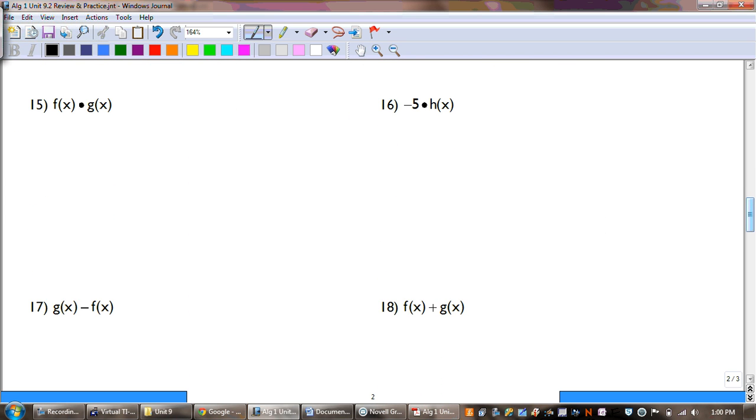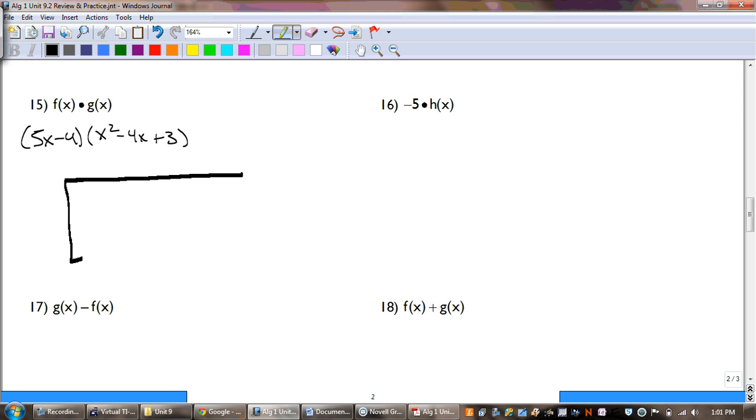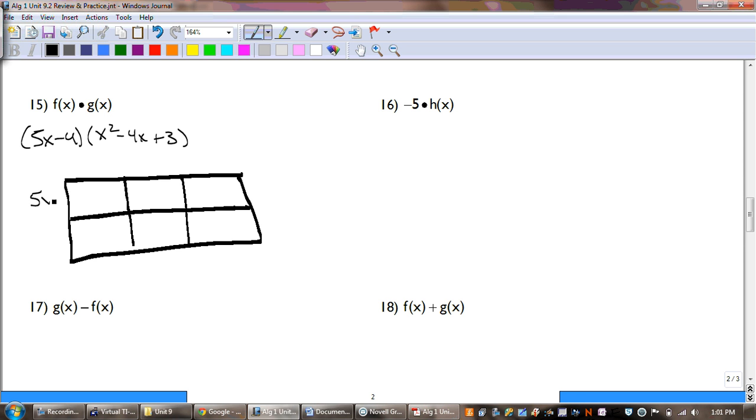Okay, f of x times g of x. So f of x is the 5x minus 4, and the g of x is the x squared minus 4x plus 3. And for this one, yes, I would do the box method. Okay, because I have a binomial times a trinomial. I want to keep all of my information in one spot. So we got 5x minus 4, x squared minus 4x plus 3. Why don't you guys try to multiply all of those and see what you get?